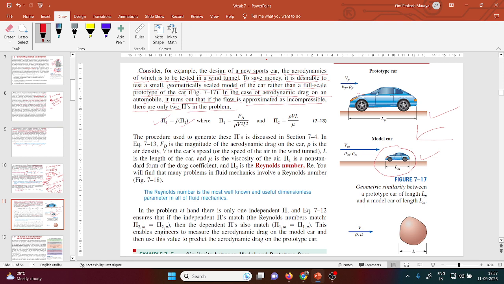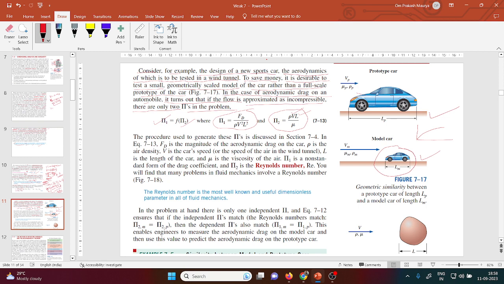The dependent one is your pi 1, that is the drag force. And the independent one is what? Your Reynolds number. Now, how much is your velocity, your length. Basically, if your Reynolds number is more, then the drag force will be affected. So these kinds of things.